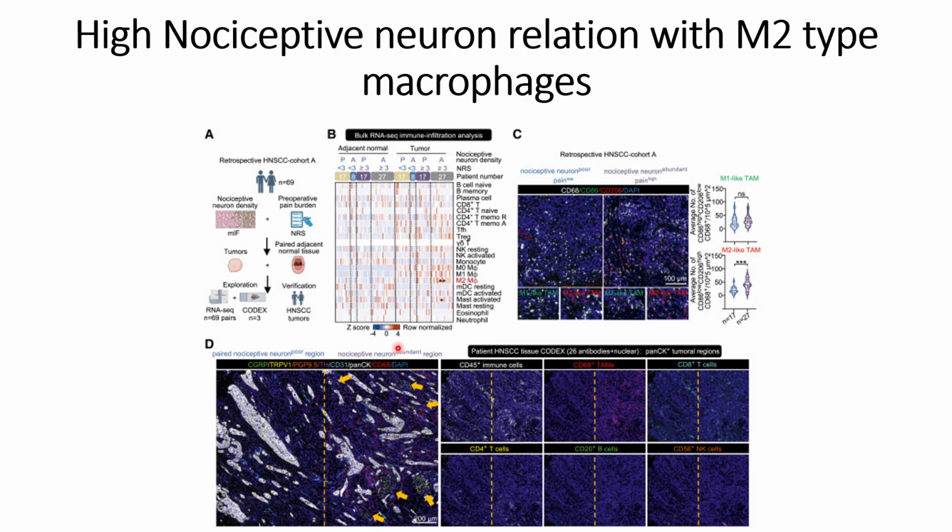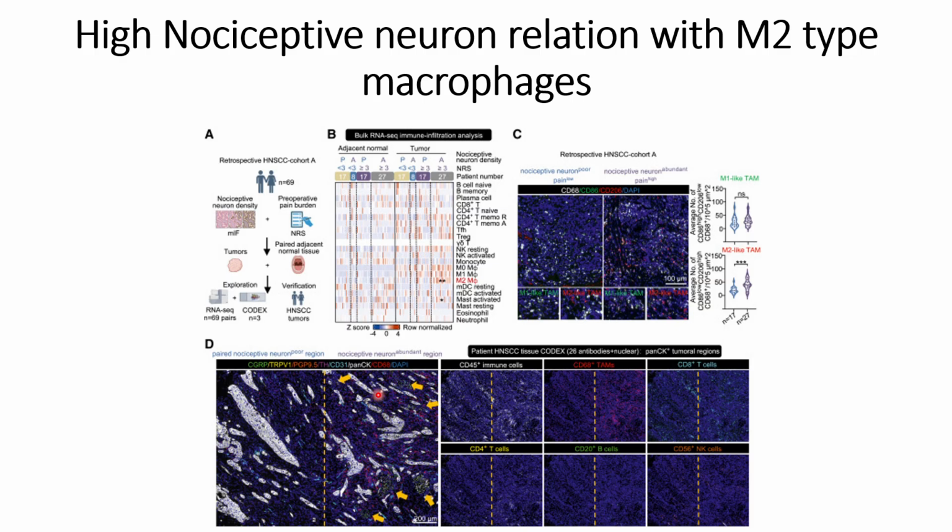Afterwards, they checked it using other biomarkers, such as CGRP, which also plays a role towards tumor suppression, and TRPV also, and they are able to see that the amounts of CGRP, TRPV, and other biomarkers that are associated with immunosuppression are significantly higher in this nociceptive neuron abundant region.